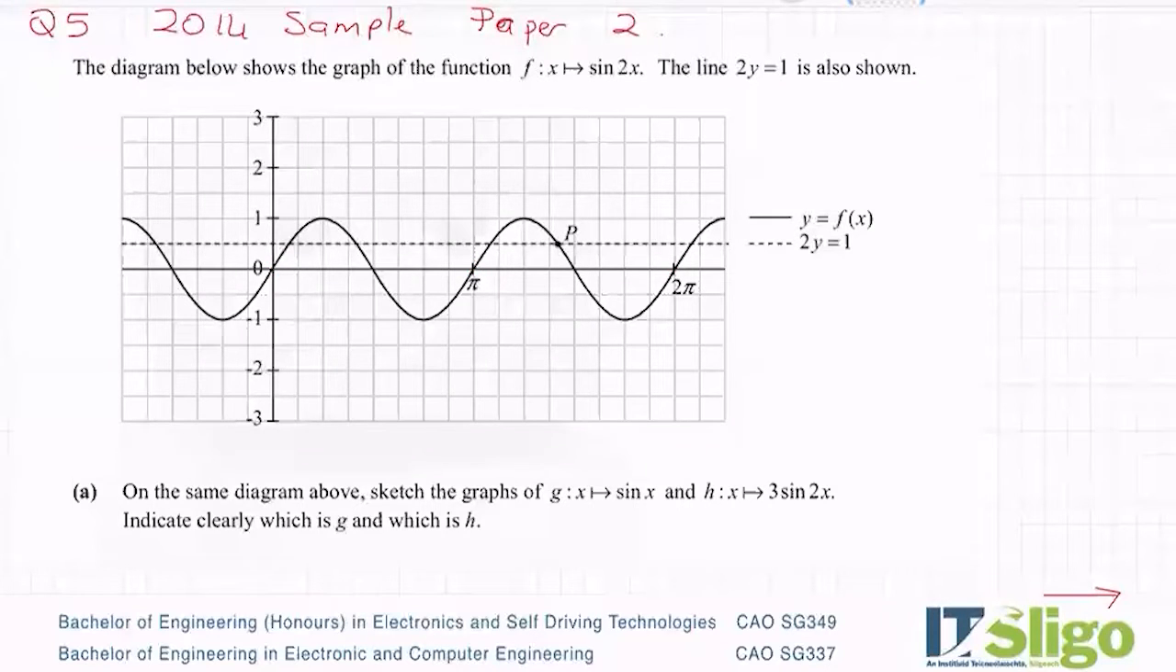Okay, so question 5, 2014 sample paper was some drawing of some trig functions. The diagram below shows the graph of the function f of x maps onto sine of 2x. The line 2y equals 1 is also shown, which is the dotted line. A, on the same diagram above, sketch the graphs of g of x equals sine 2x and h of x equals 3 sine 2x. Indicate clearly which is g and which is h.